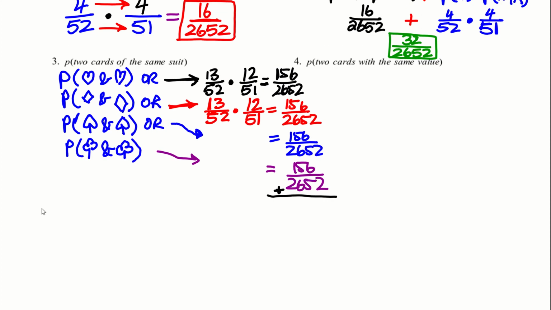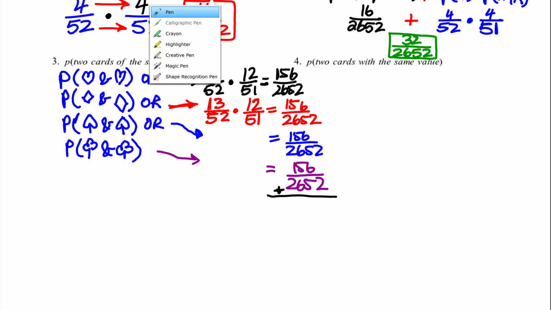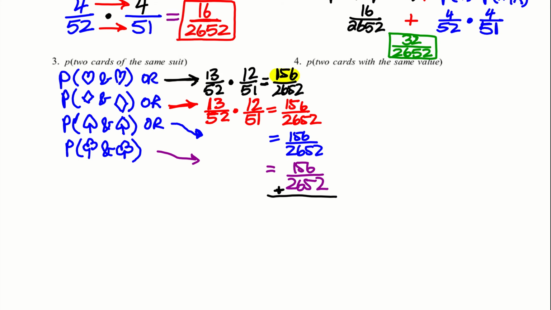All right, so then because it's addition, based on the fact that there's OR in the problem, OR means add, all I have to do is add up my numerators. All right, so this time I will use the highlighter on purpose. Because common denominator is already in place. That's why I encourage you not to reduce fractions. All right, so we're looking at 624 over 2652, and that would be my probability.